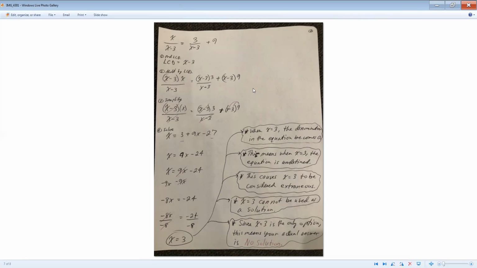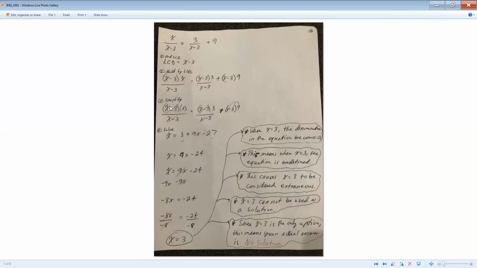Be careful. A lot of times people forget the number that's in the back, especially if it doesn't have a denominator. Make sure you multiply each term by the LCD, whether it has a denominator or not. If you do not, you will change the value of the equation. Multiply each term by x minus 3.